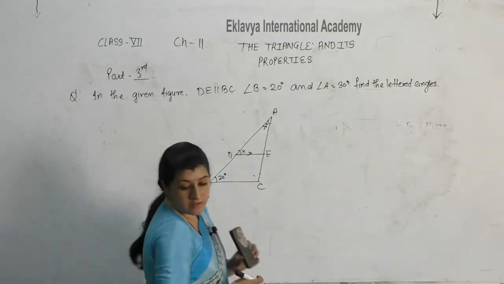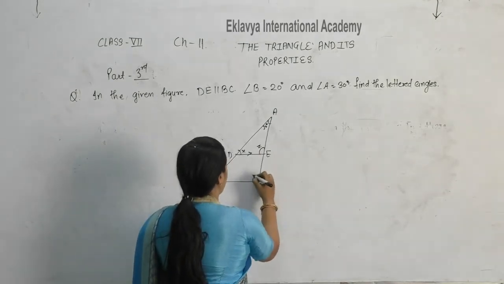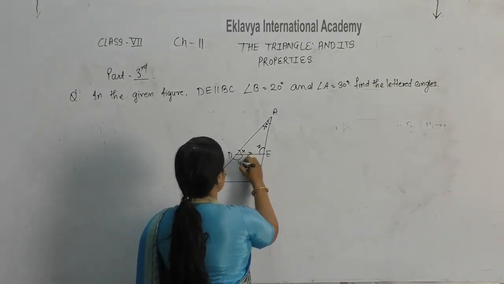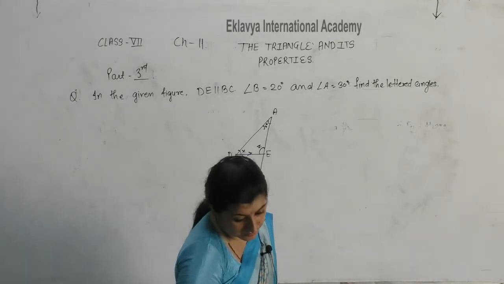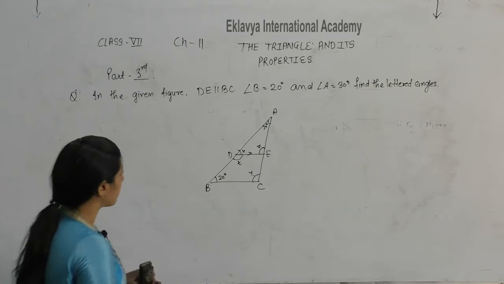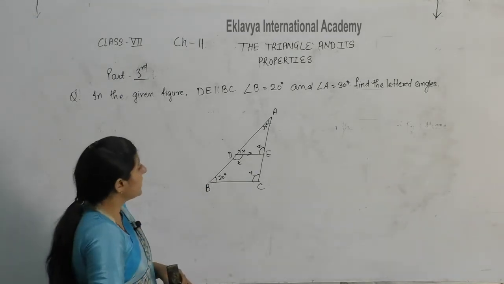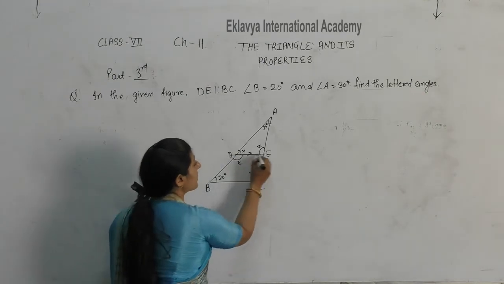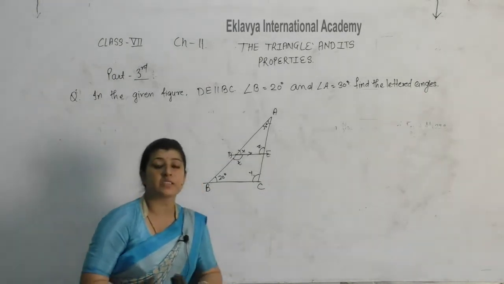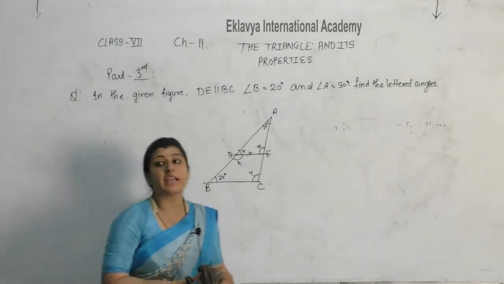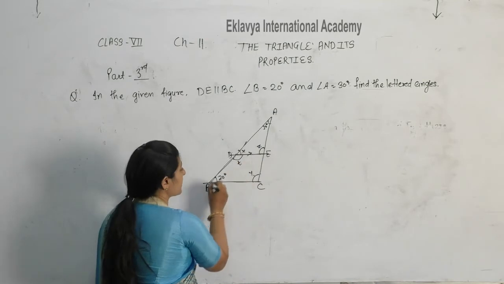X, Z, Y, T. Okay, see now. In this given figure, DE is parallel to BC, this one line is parallel to this. It means we can use the concept of transversal, or angles formed by a transversal and parallel lines. This one is the transversal for it.